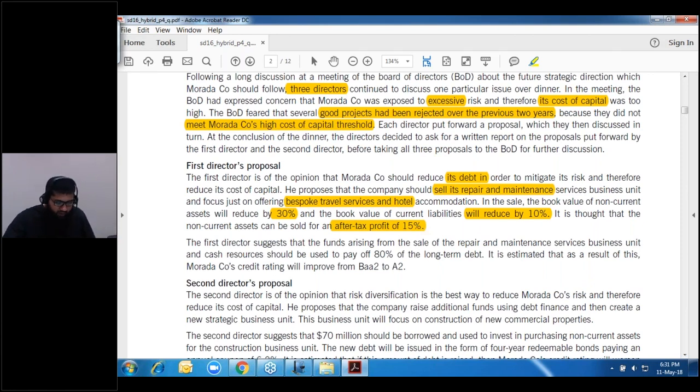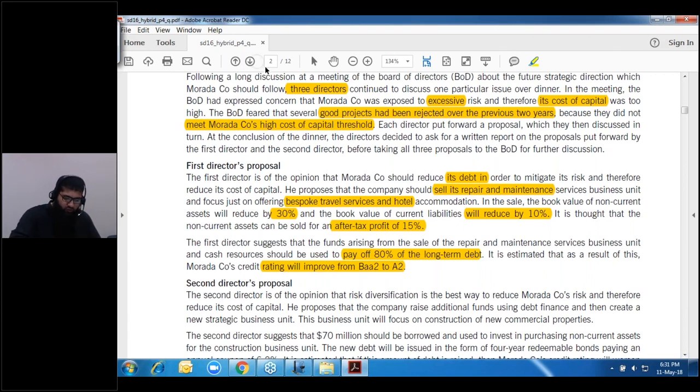They expect that you can sell this division of repair and maintenance and actually get a good amount out of it. The first director suggests that the fundraising from the sale of the repair and maintenance business unit and cash resources should be used to pay off 80% of the long-term debt. It is estimated that as a result of this, Morada's credit rating will improve from Baa2 to A2. So that's what the first director's proposal is.